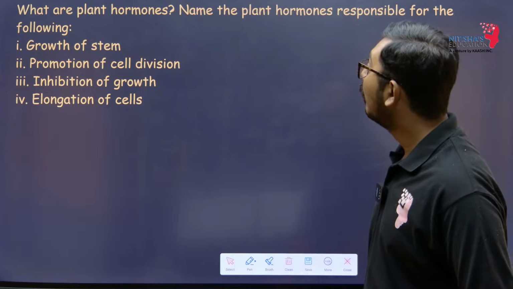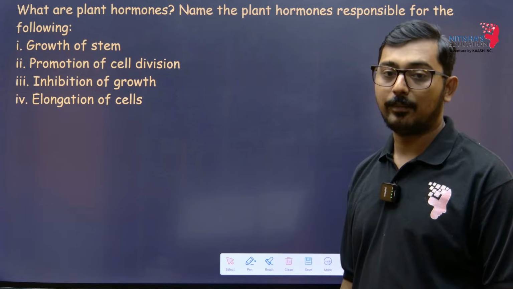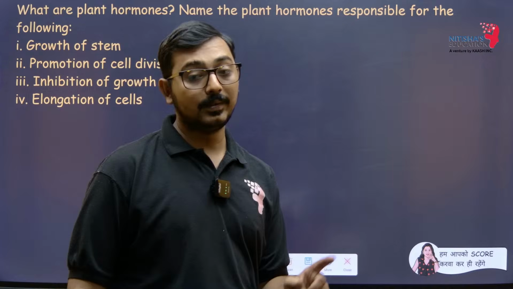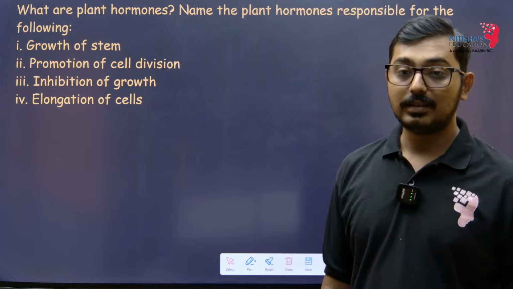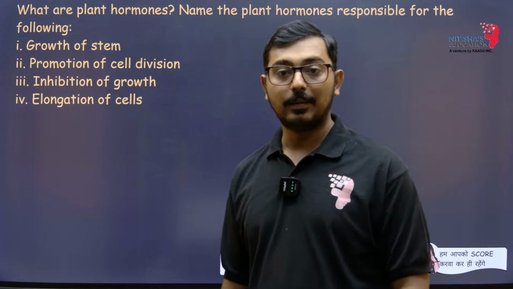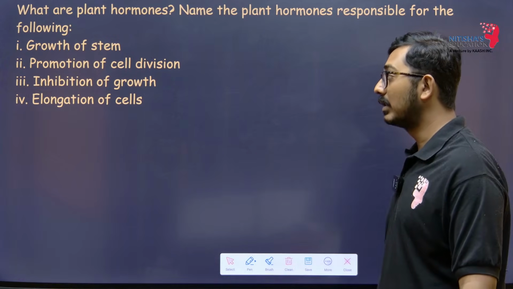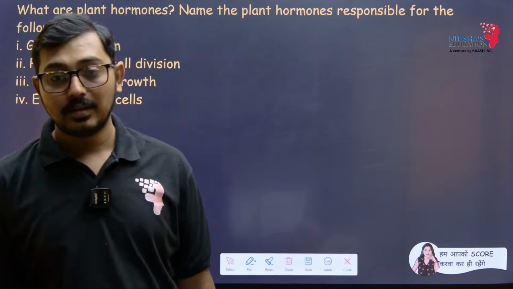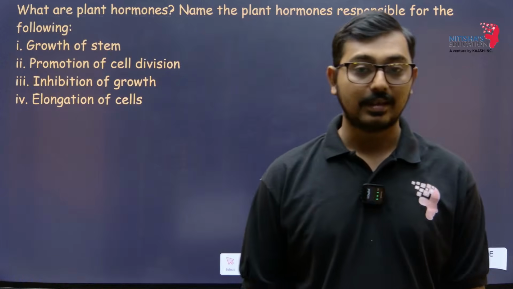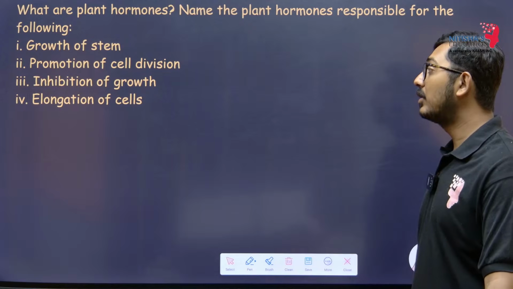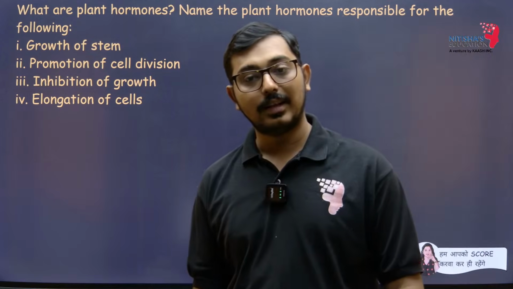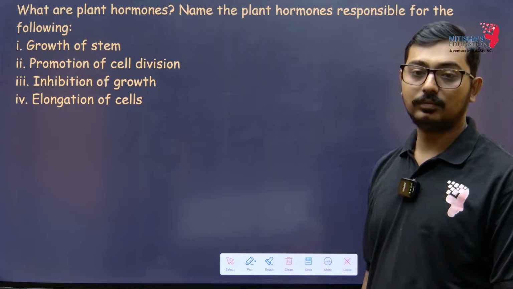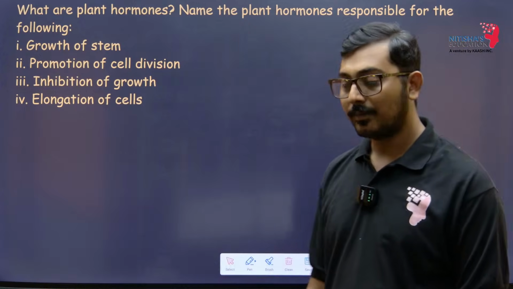Now, which hormone is responsible for the growth of the stem? We already discussed that in the matching question. It is gibberellins. Gibberellins are responsible for the growth of the stem. Promotion of cell division, who is responsible for that? Then it is cytokinin. Cytokinin is responsible for it. Inhibition of growth, again, that has been discussed earlier: abscisic acid. And elongation of cell: auxin is responsible for the elongation of the cell.